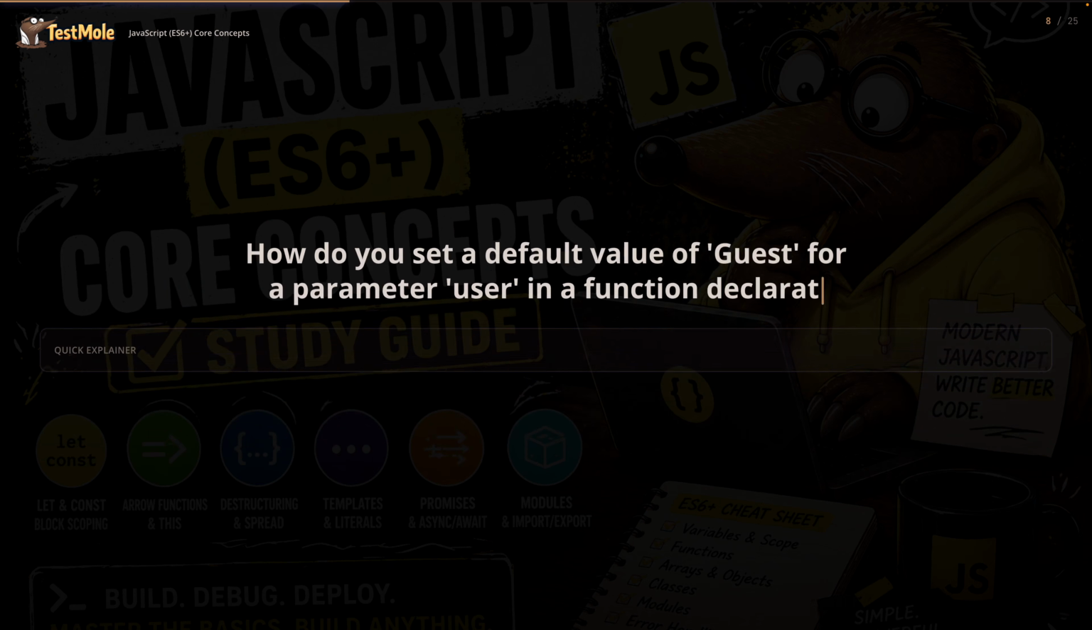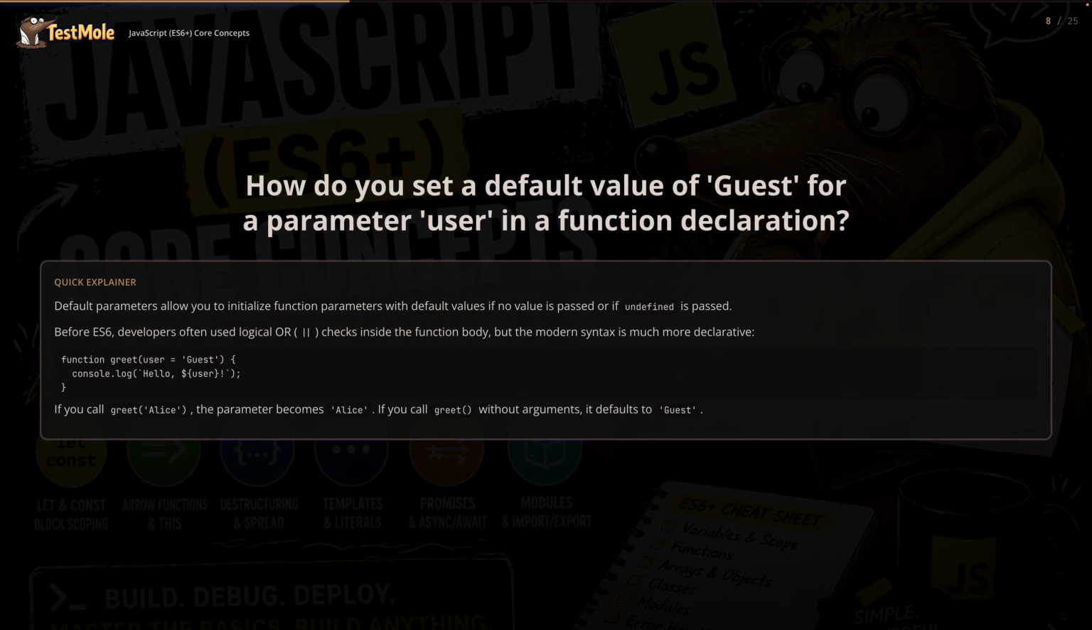How do you set a default value of guest for a parameter user in a function declaration? Default parameters allow you to initialize function parameters with default values if no value is passed or if undefined is passed. Before ES6, developers often used logical OR checks inside the function body, but the modern syntax is much more declarative. If you call greet(Alice), the parameter becomes Alice. If you call greet without arguments, it defaults to guest.